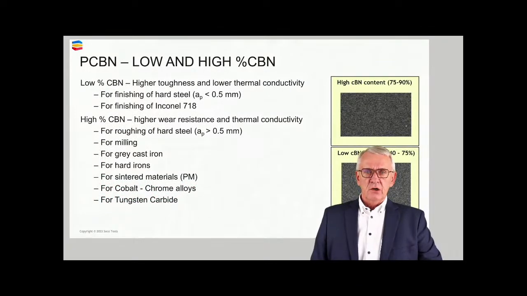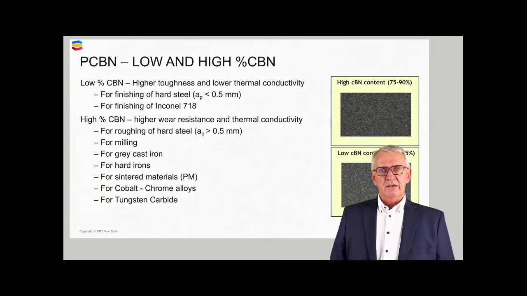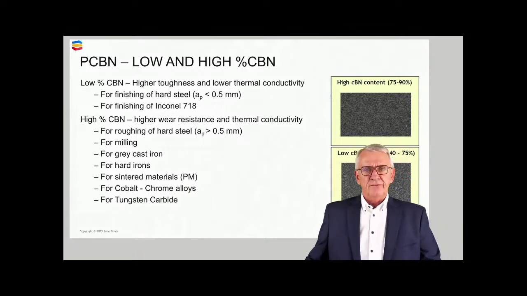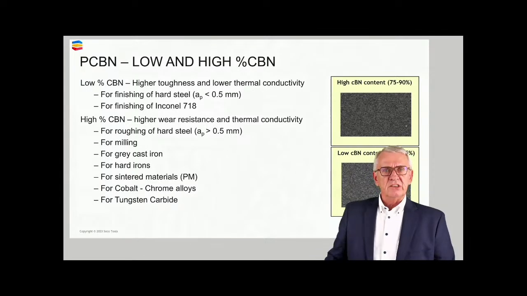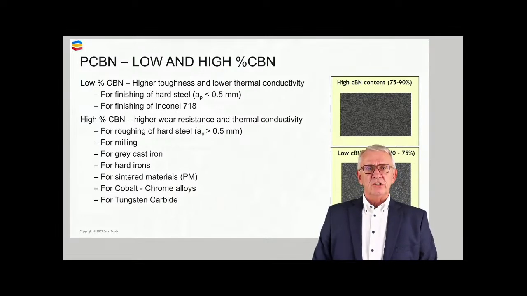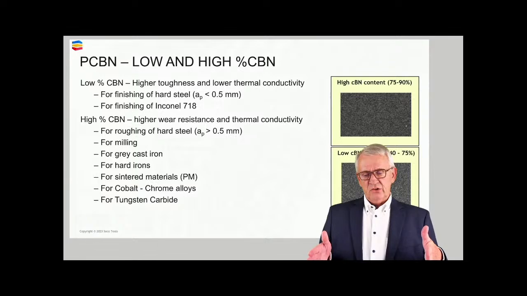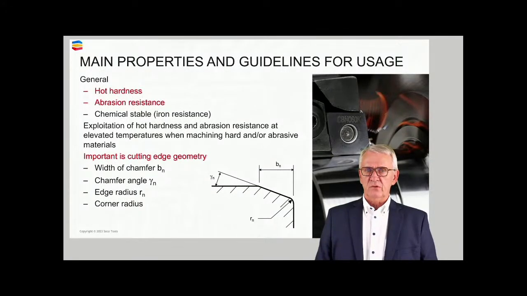Now, high content, low content CBN, it relates to the mixture of CBN grains and composite and binder material. Low CBN, low percentage CBN, is a family of materials that offers you higher toughness and lower thermal conductivity. Perhaps you are not familiar with why we talk about lower thermal conductivity, but I come back to that within a few slides, why that is important. High content CBN, on the other hand, is harder, has higher wear resistance, and the thermal conductivity is also higher. That means the two families aim for completely different applications. Very important if we talk about CBN.